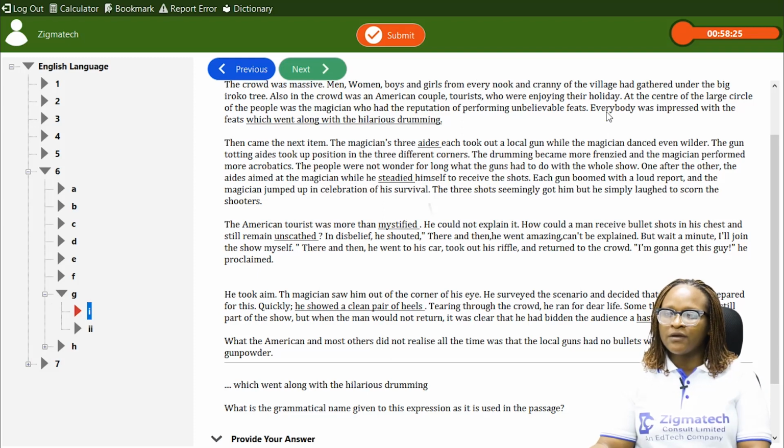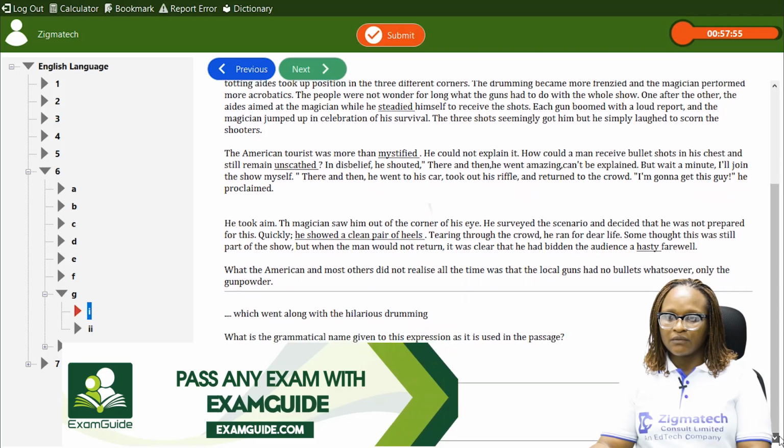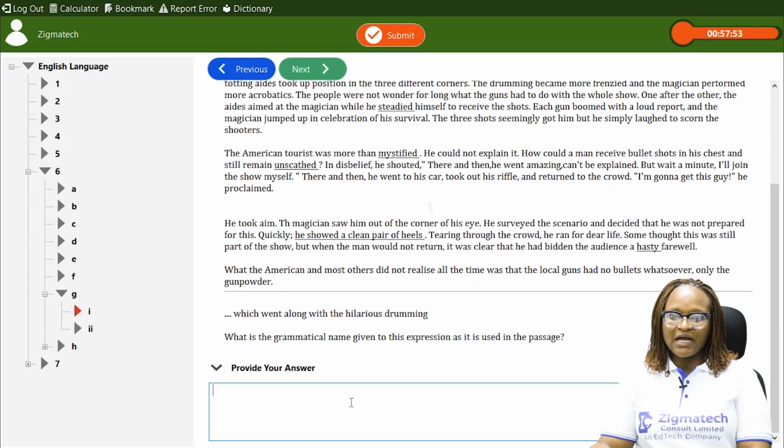It reads thus: "Everybody was impressed with the feats." With the feats, that's outcome, the work done. That's a noun word. So because I have a noun word here, that introduces what? That makes you know that it's adjectival, because adjectival clauses or phrases will always modify the noun before the "which." So this is it. So the grammatical name for this is adjectival clause. You'll write your answer, adjectival clause.